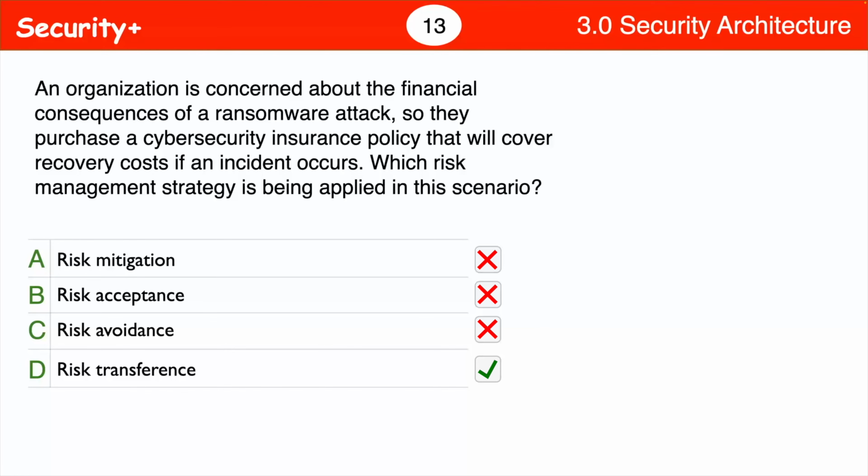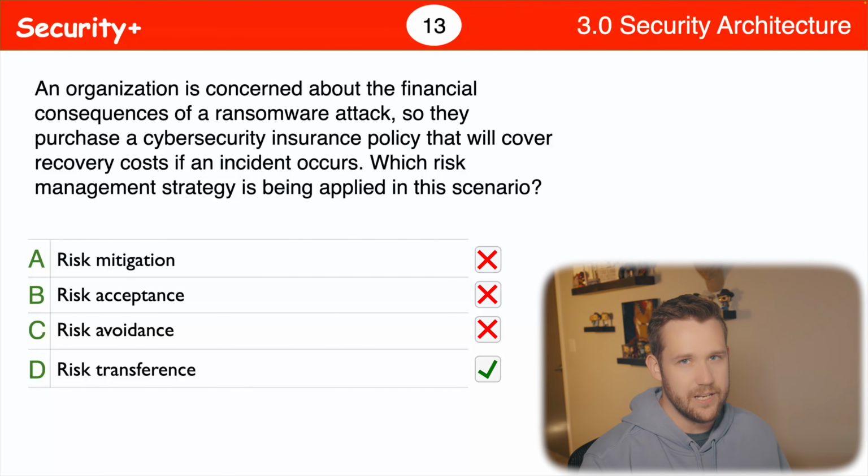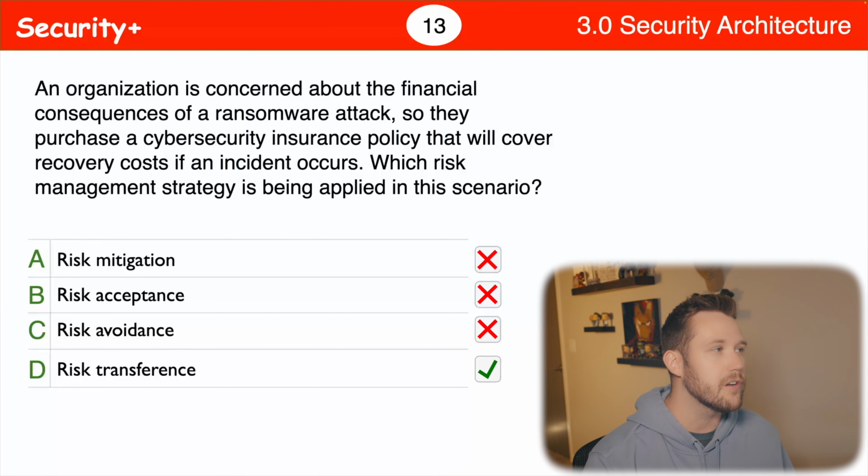Risk transference involves shifting the responsibility for financial or operational consequences to a third party, often through insurance or something like outsourcing. So think of what's happening in this scenario, right? There's a ransomware attack here, and they purchase a cybersecurity insurance policy that will cover the recovery costs if an incident occurs. They're transferring that risk to somebody else, just like car insurance or health insurance, right? Depending on where you live. But car insurance, you're paying for it monthly, right?